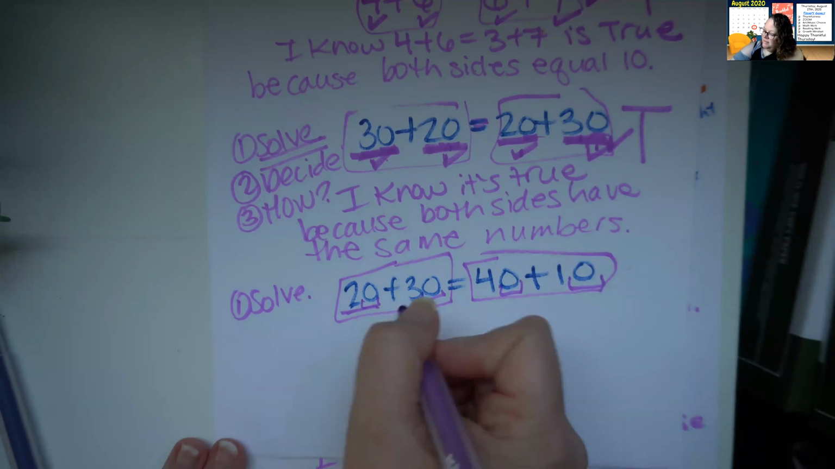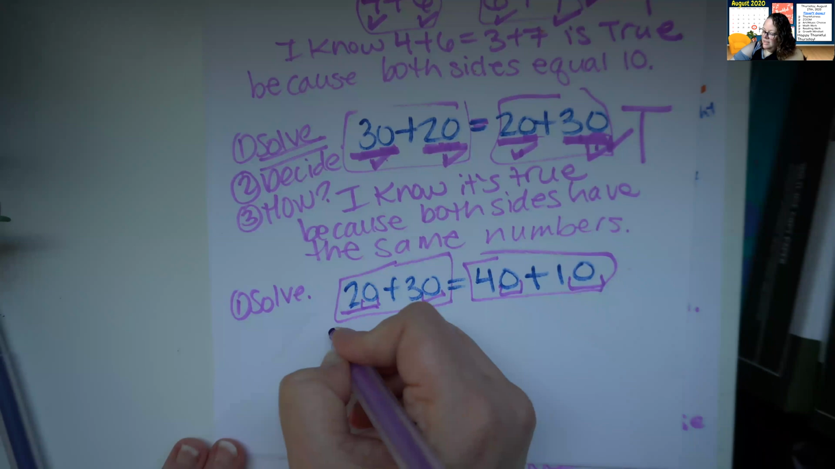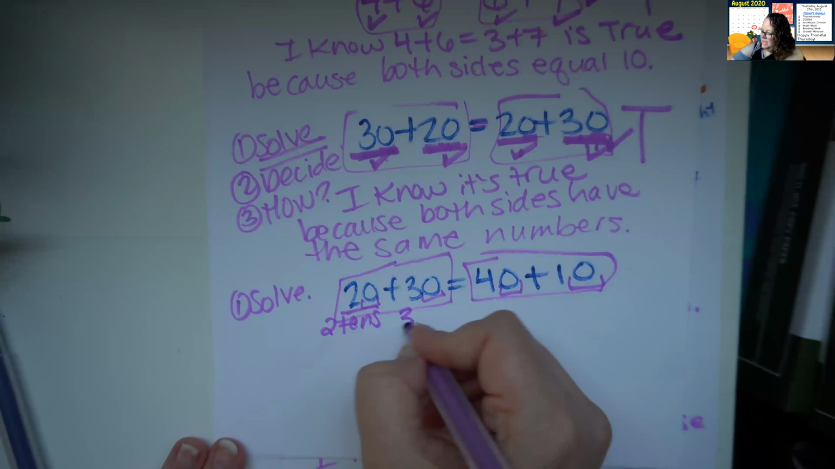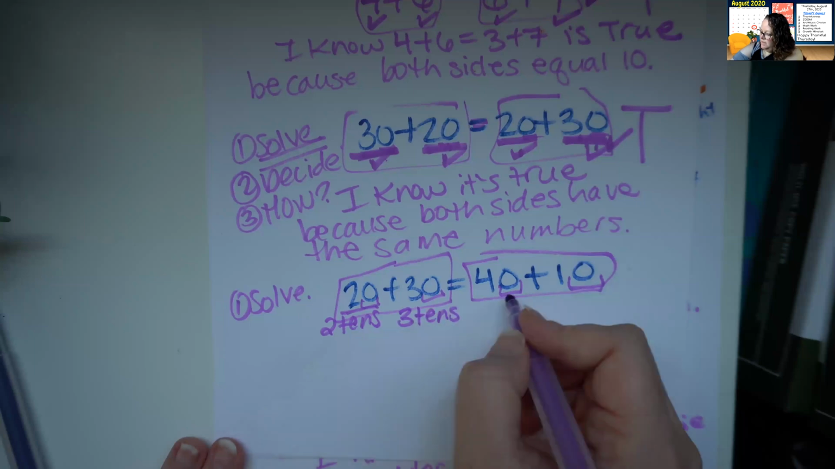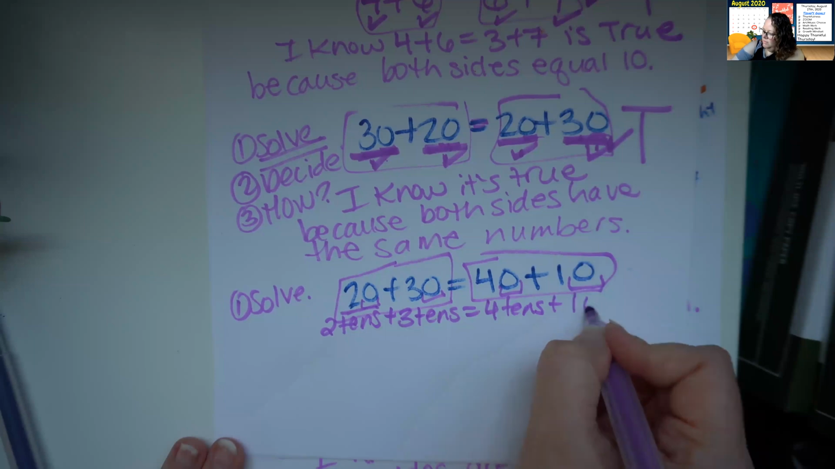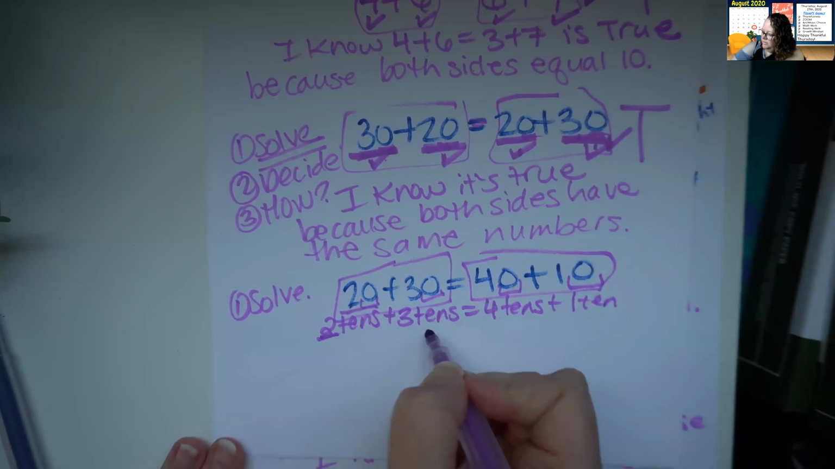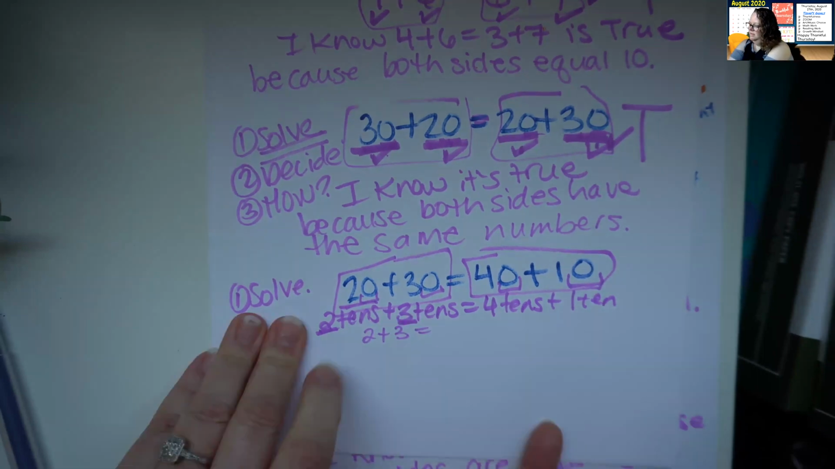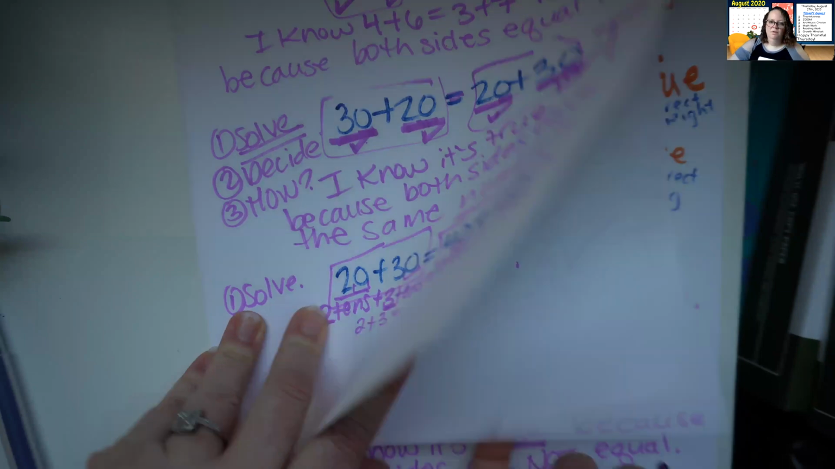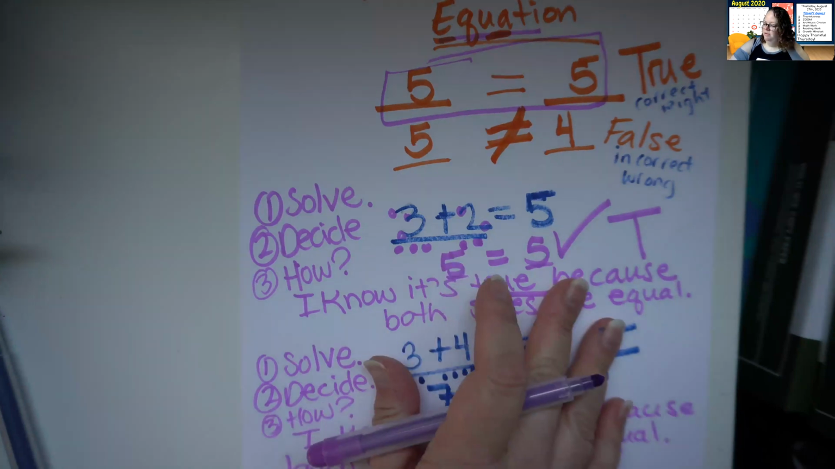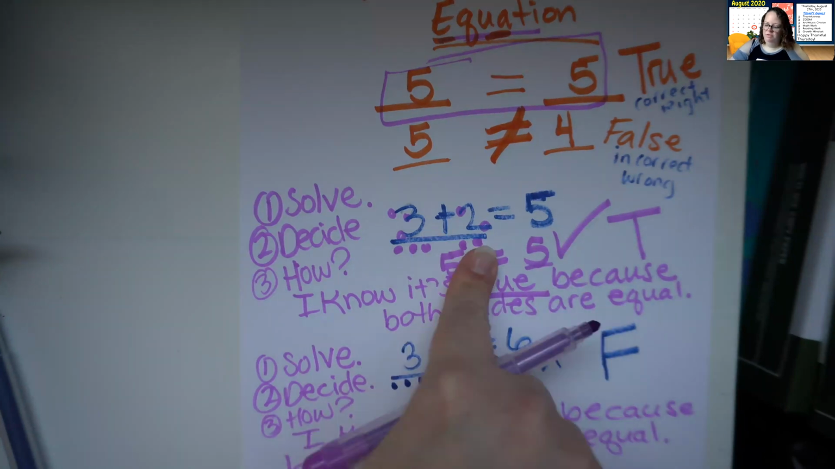This 20 is like saying I have 2 tens, right? This 30 is like saying I have 3 tens. This 40, so here's my other side of the equation, 4 tens, right? Put a plus sign here, plus 1 ten. Well, those numbers are a lot easier to look at, aren't they? 2 plus 3, well, we already did that, didn't we? Let's see. Yeah, right? It says 3 plus 2, but it doesn't matter the order. 2 plus 3, 3 plus 2, it's the same thing.